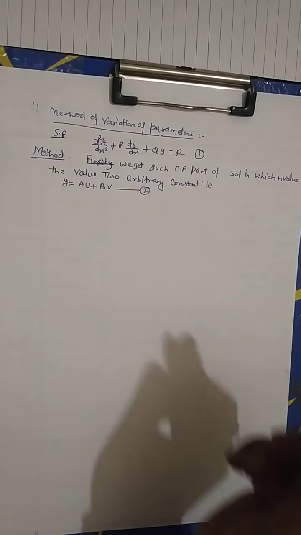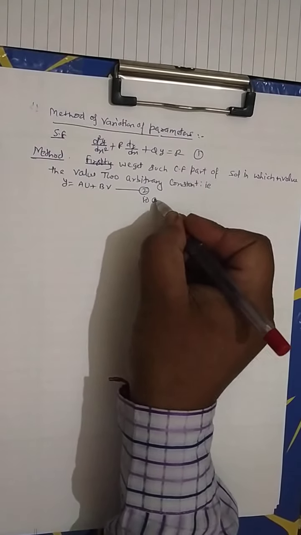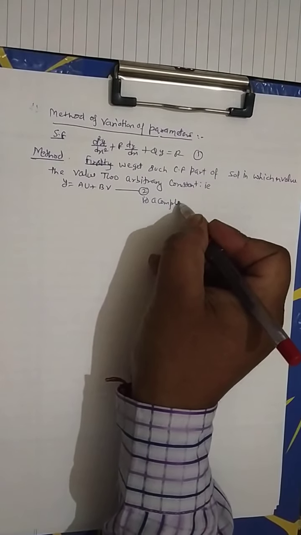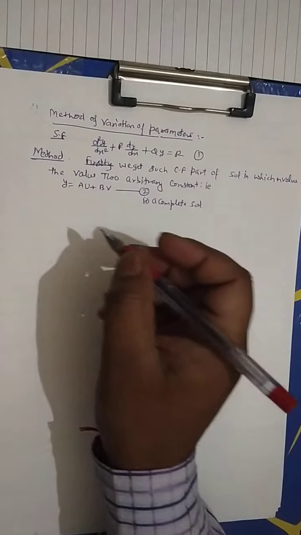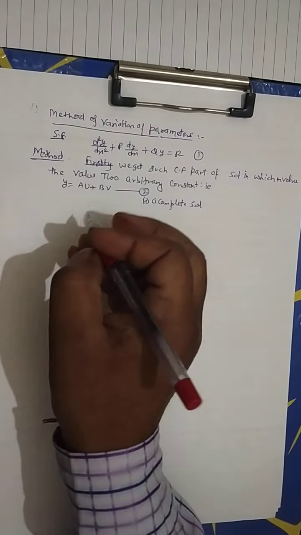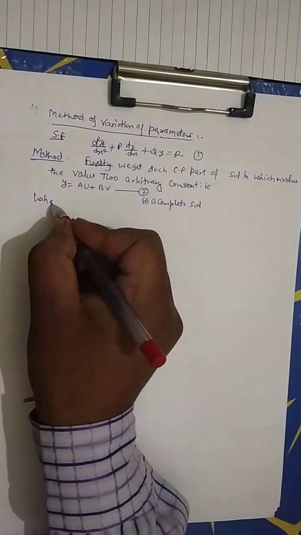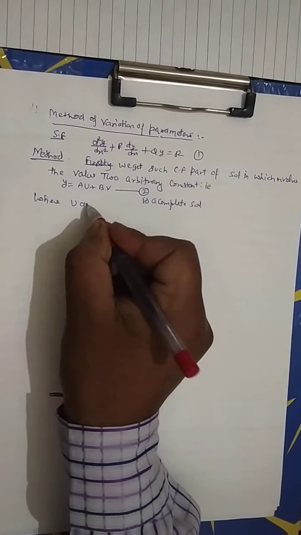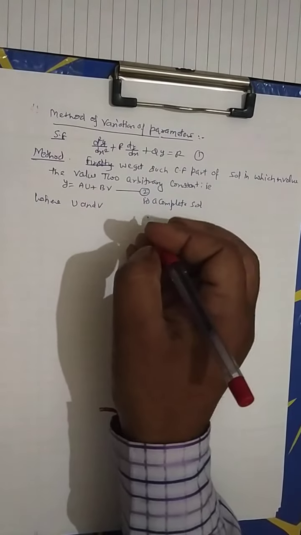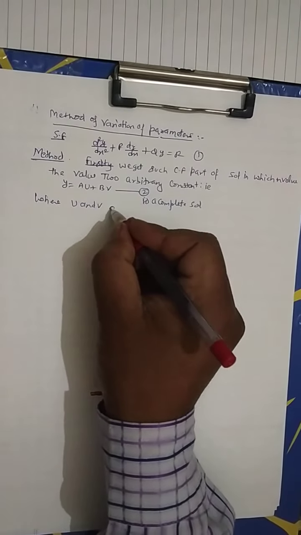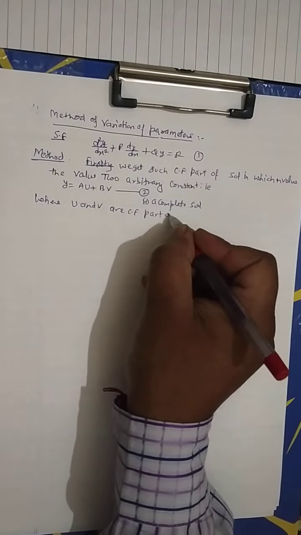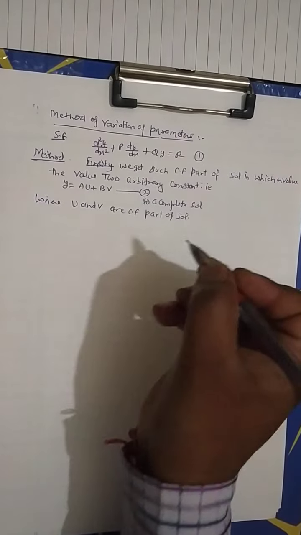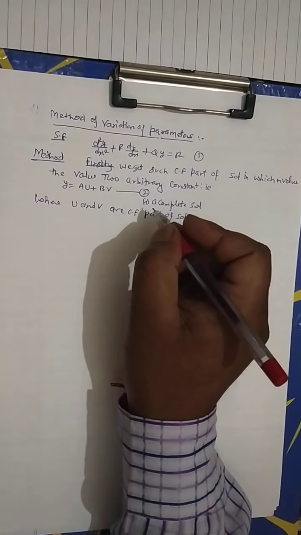Equation number 2 is a complete solution of equation number 1. Here u and v are the CF part of the solution.